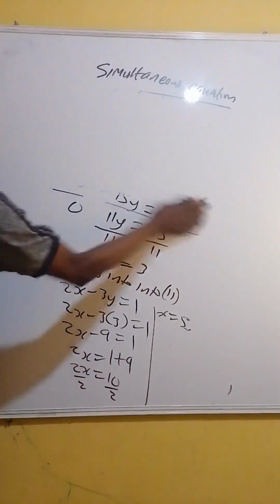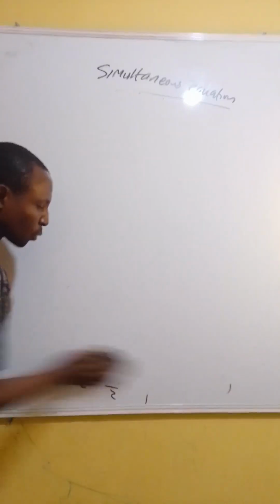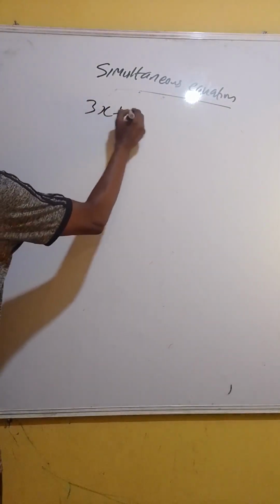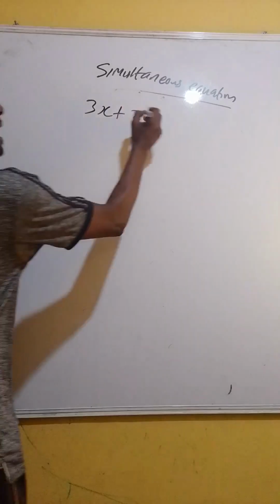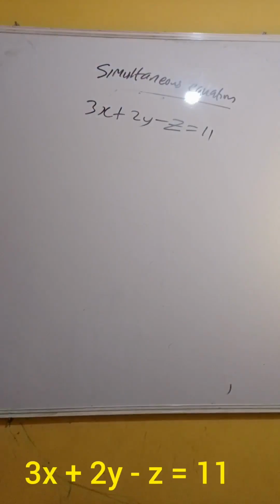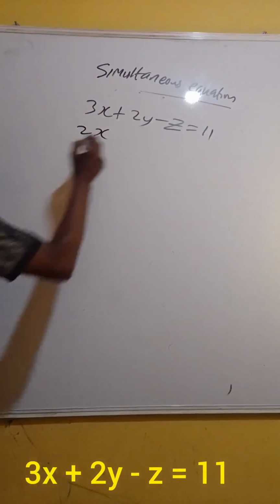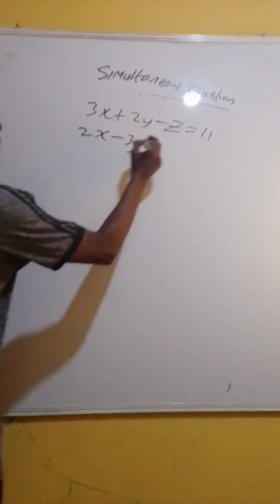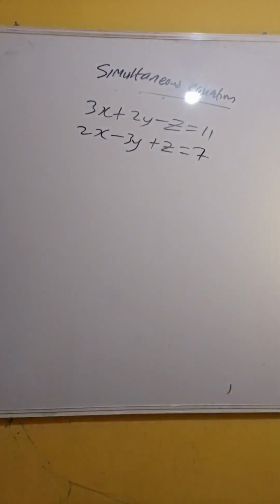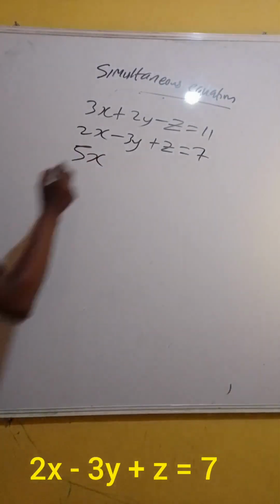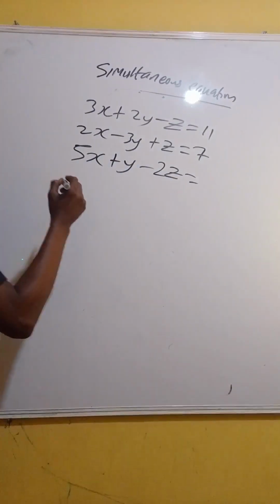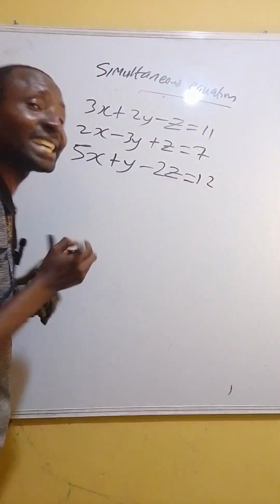When we have 3 unknowns in simultaneous equations, what do we do? Let's take the question. 3x plus 2y, minus the z. Letter z is now involved. Next one is 2x minus 3y plus the z equals 7. What is the next one? This is 5x plus y minus 2z equals 12.